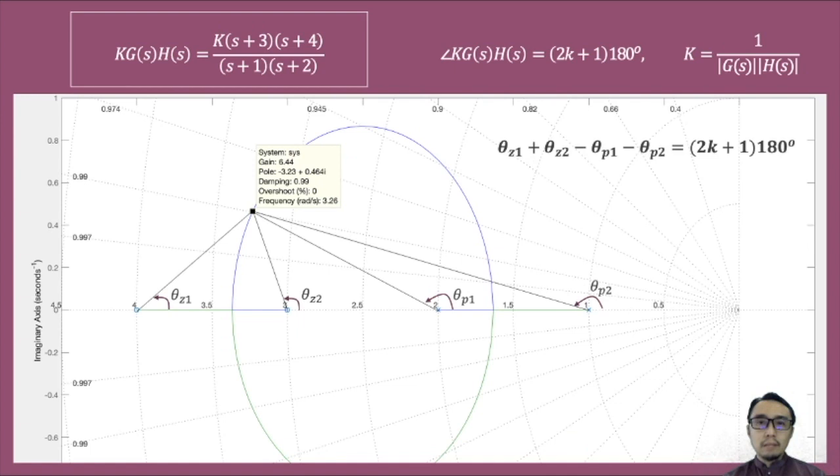and the gain that gives this particular point will be 6.44. So what I have just mentioned is shown here in this equation, where the angle made by the vector of zeros minus the angle made by the vector of poles, theta p1, theta p2, should be a multiple of 180 degrees. If this is satisfied, then that means the particular complex point is indeed in the root locus. Then we can solve for k by using that particular point value. If you substitute it into G and H, you can solve for k.